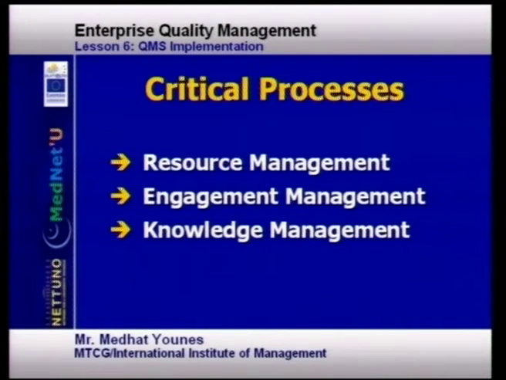There are three critical processes part of quality project management. The first is resource management, the second is engagement management, and the third is knowledge management. Resource management is well understood. It has to do with the allocation of resources for the project. It has to do with scheduling and assignment and utilization management.